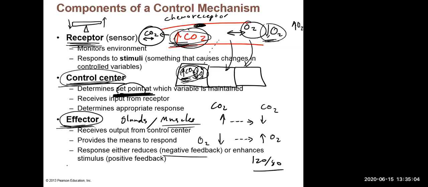So again, what we're trying to do is maintain. That's our set point. This is probably a control center to be at this range. All right. A lot of the brain is involved in maintaining that. Again, there are pressure sensors in the blood vessels. Those are receptors. And the effector would probably be blood vessels. They can get dilated, increasing diameter, or constricted, decreasing diameter.